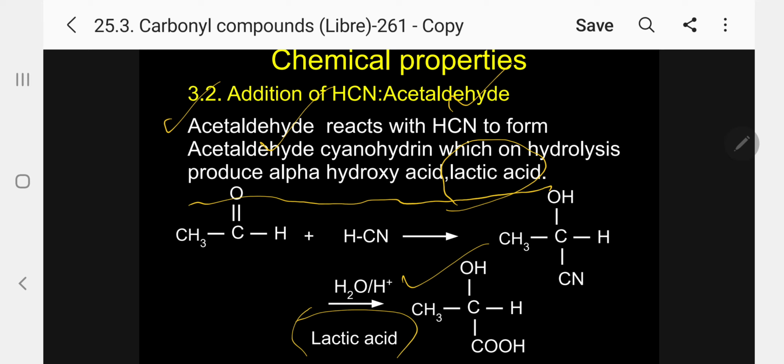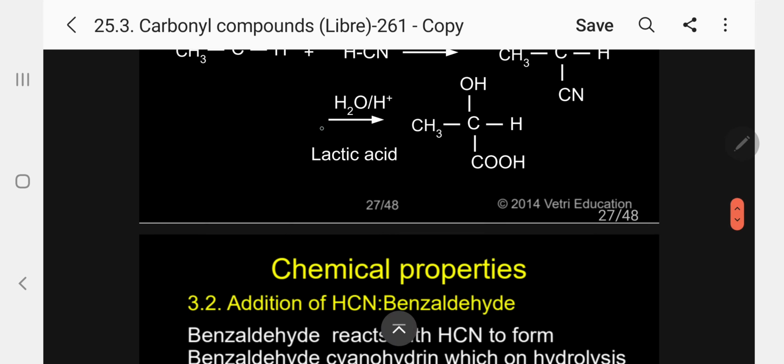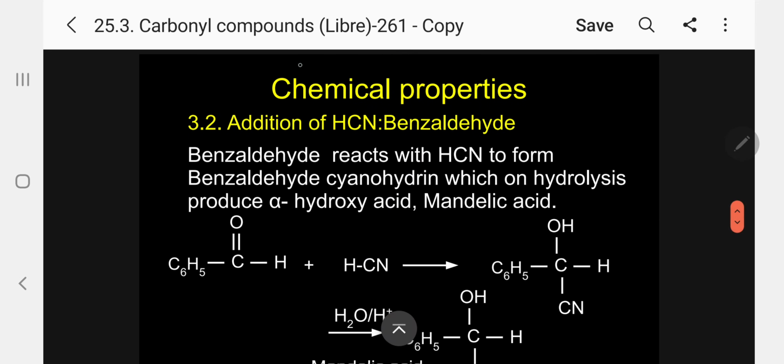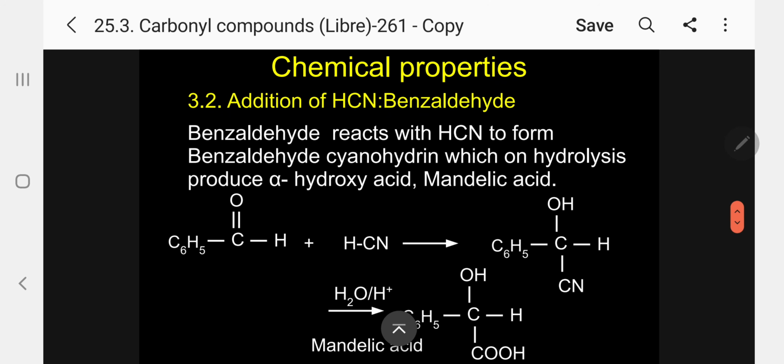Lactic acid is in our syllabus. Preparation and properties we will be discussing later. Kindly follow. In the next aldehyde, according to our syllabus, benzaldehyde, what happens? Benzaldehyde reacts with HCN to form benzaldehyde cyanohydrin, which on hydrolysis produces alpha hydroxy acid. The name is mandelic acid. Please follow, memorize. Common name mandelic acid.